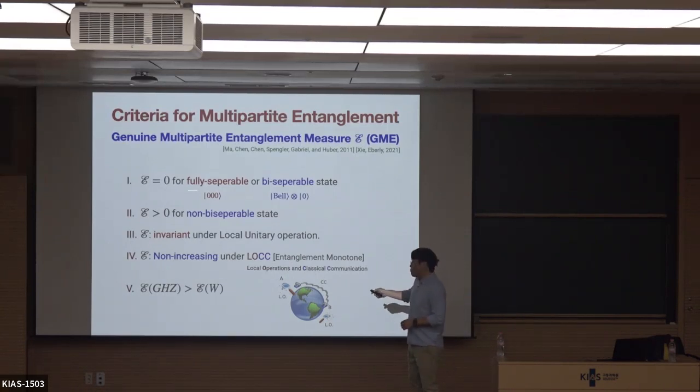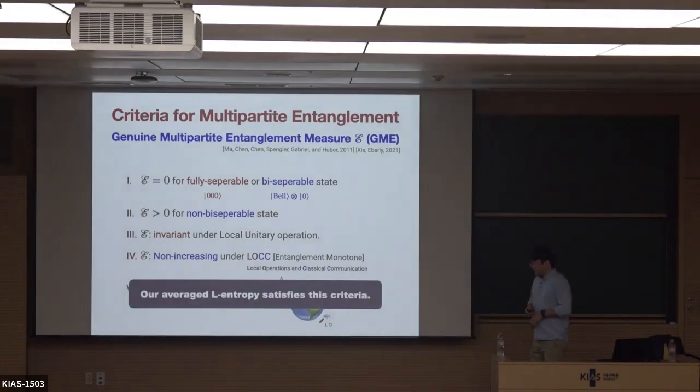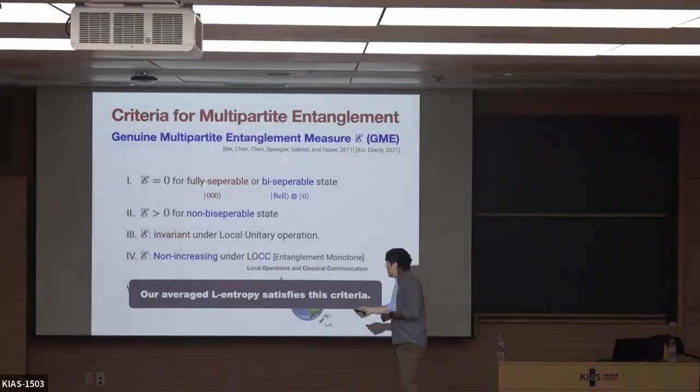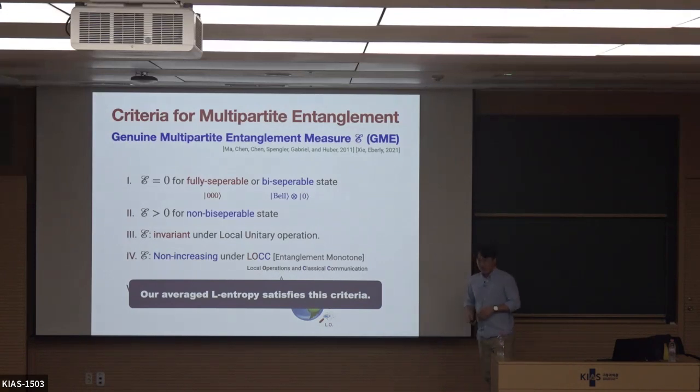Actually, not every proposed measure for multipartite entanglement entropy satisfies these three. The last one is a little bit difficult to prove, even. But because we use this reflected entropy, that's actually one reason why we chose it: this criterion can be proved. So our average L entropy satisfies this criterion.